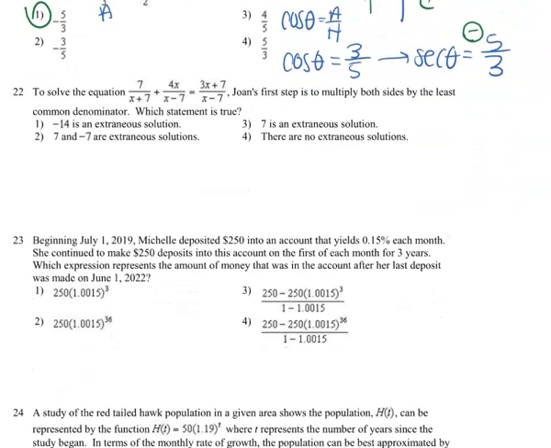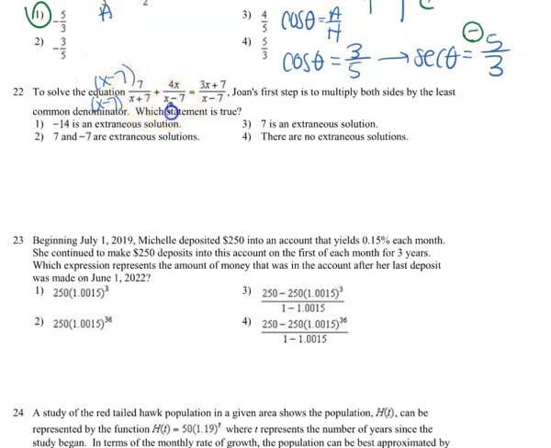Question 2. To solve the equation, Joan's first step was to multiply both sides by the least common denominator. Which statement is true? Now, this question is all about extraneous solutions, so ultimately, let's solve it, see what the solutions are, and if something rejects. What I'm noticing is my common denominator would be x plus 7, x minus 7, so I'm going to have to make some adjustments.